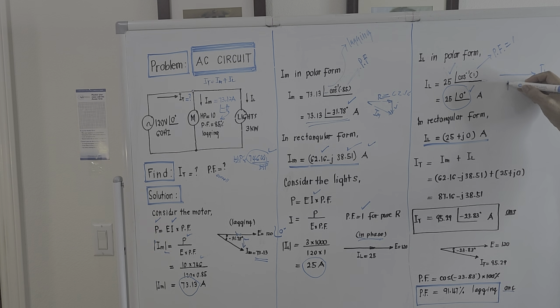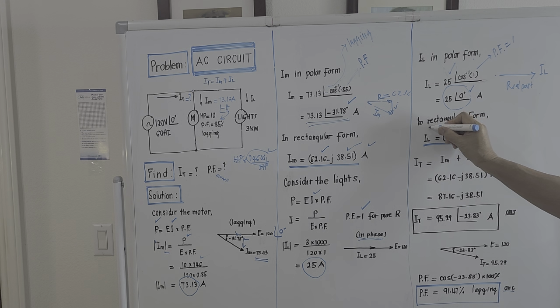So this is a pure real part. It has no vertical component, neither upward nor downward. It is just a horizontal line. If we convert this into rectangular, the real part will be the cosine of 0, which is 1, times 25. And the imaginary part will be the sine of 0, which is 0, times 25. It is actually plus j0. So 25 angle 0 degrees is equivalent to 25 plus j0 in rectangular form.